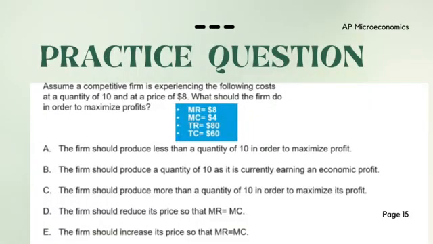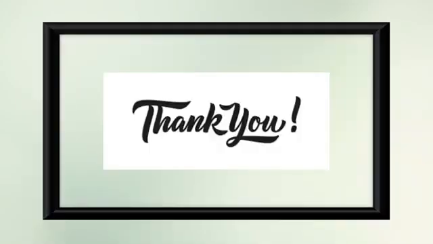We will now do a practice question. Please make sure to pause the video to read the instructions carefully and answer the question. The answer will be C, because the firm is experiencing profit at a quantity of 10, because that is where MR equals MC. We have now finalized topic 3.5 about profit maximization.